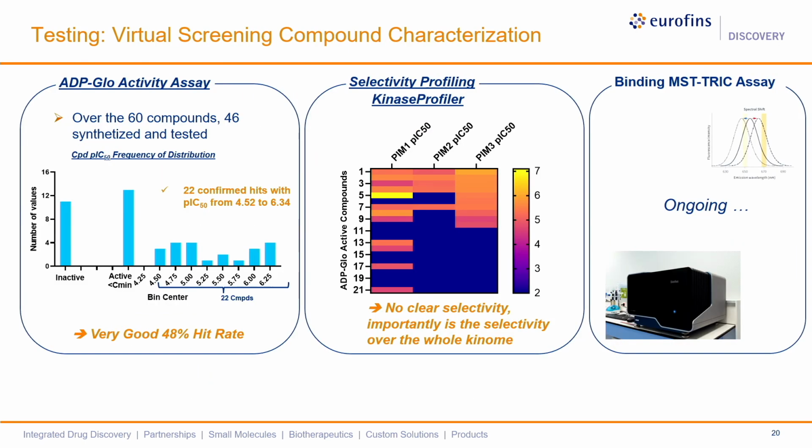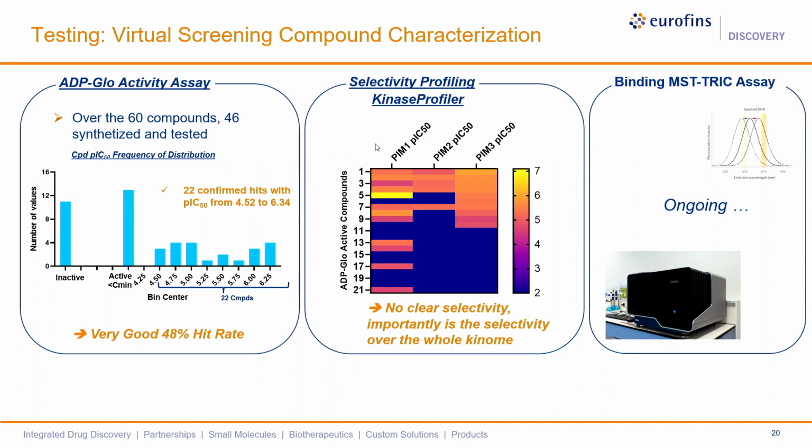The first assay we used was the ADP-Glo. Of the 60 compounds that were designed and selected, we managed to get 46 of them synthesized and tested, first in the ADP-Glo. Using the ADP-Glo, we managed to determine a pIC50 for 20 compounds out of the 46. That gives us a good hit rate of 48%. That is a very good hit rate in terms of virtual screening.